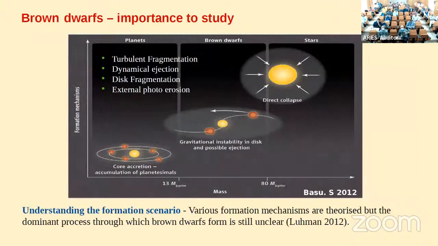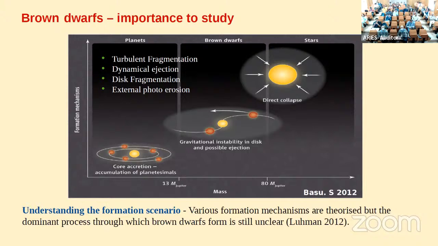Secondly, their formation scenario. So we know the basic mechanism for low-mass star formation, where stars form by the gravitational collapse of the molecular cloud, whereas on the other hand, planets form by the accumulation of planetesimals in the circumstellar disk around the central protostar.